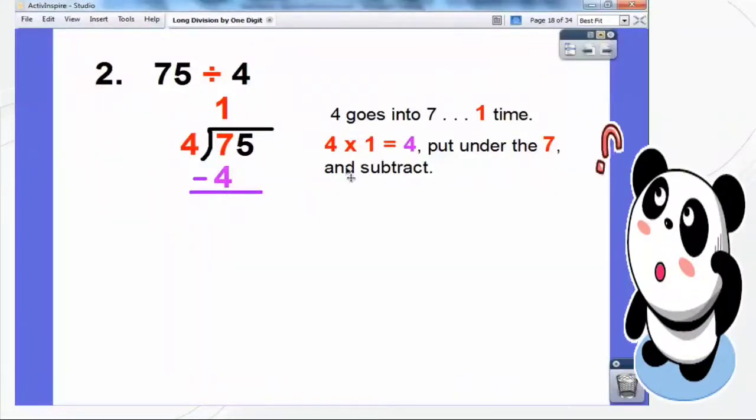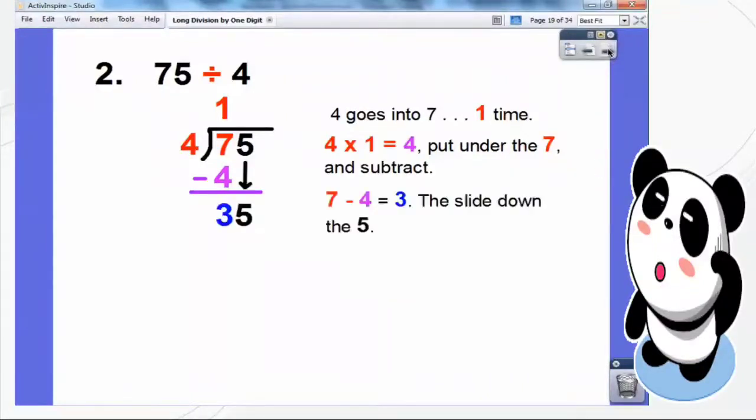Okay, and then 7 minus 4 equals 3, and then we slide down the next number. Okay, so my 7 minus 4 gets me this blue 3, and then slide down this next number 5. Okay, so now it becomes 35. Then we're going to do it again, you guys.